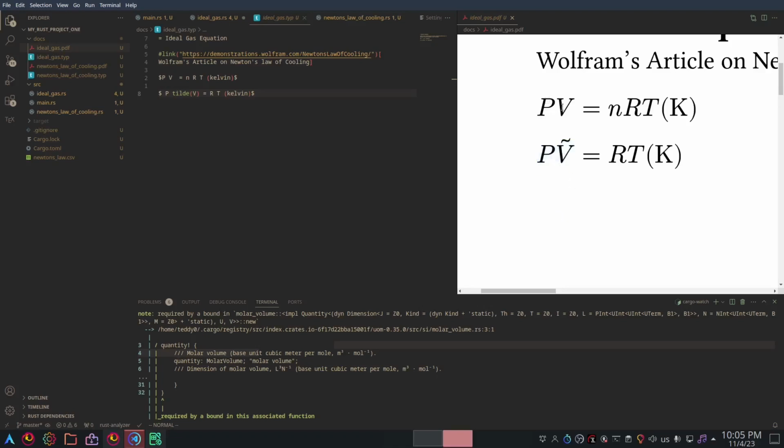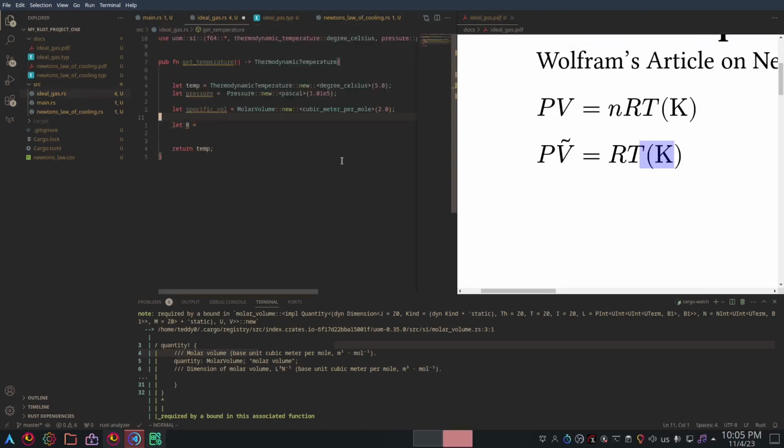So PV is a unit of joules. Joules divided by n is joules per mole. Joule per mole divided by temperature is joule per mole per Kelvin. So let's jot that down. Again, we can use comments. R is in joule per mole per Kelvin, right? So what's a unit in joule per mole per Kelvin?